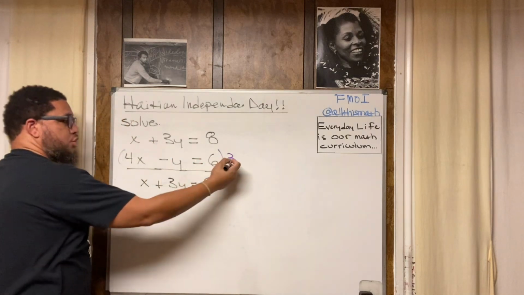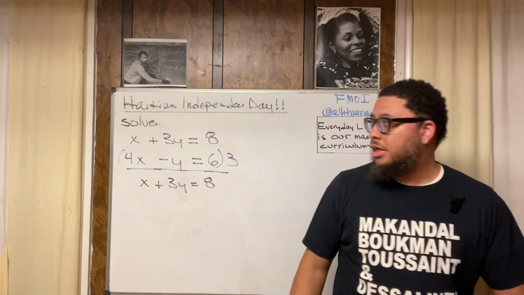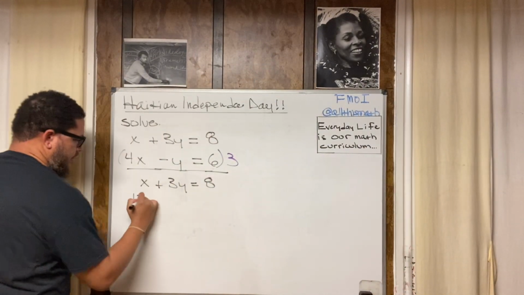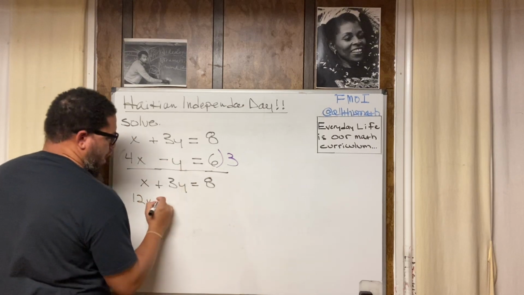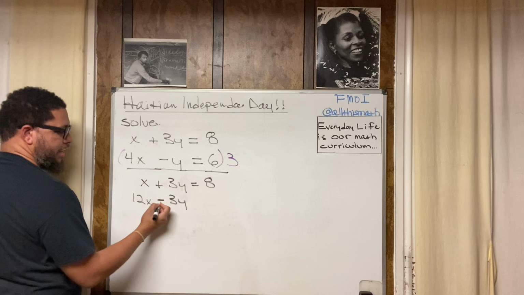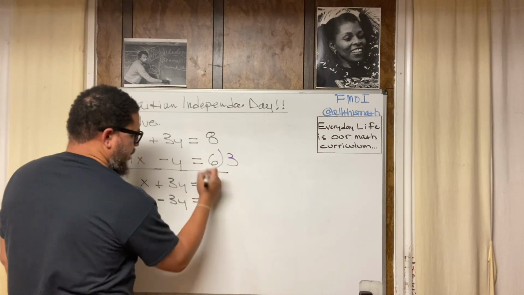At the bottom, I distribute the 3. I multiply 3 by everything in that second equation. Everything. So I do 3 times 4x. That gives me 12x. I do 3 times negative y. That gives me negative 3y or minus 3y. They basically mean the same thing. And I do 3 times 6, 18.